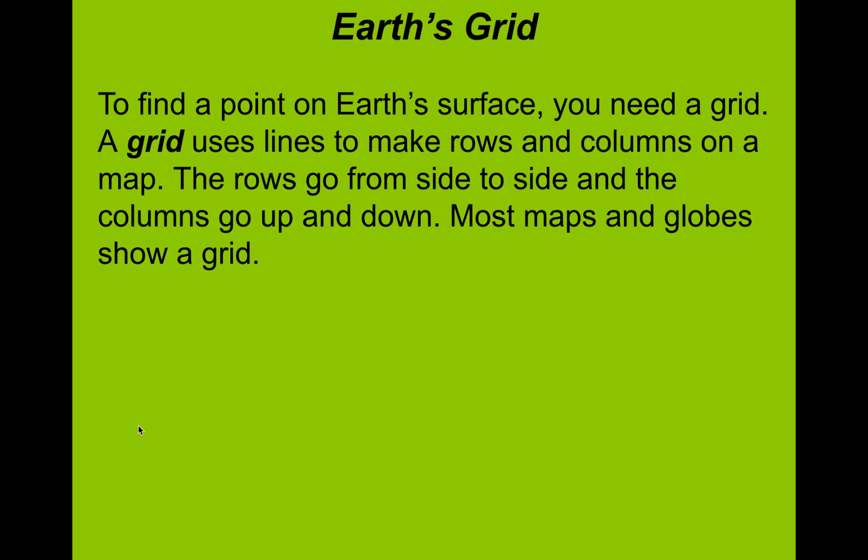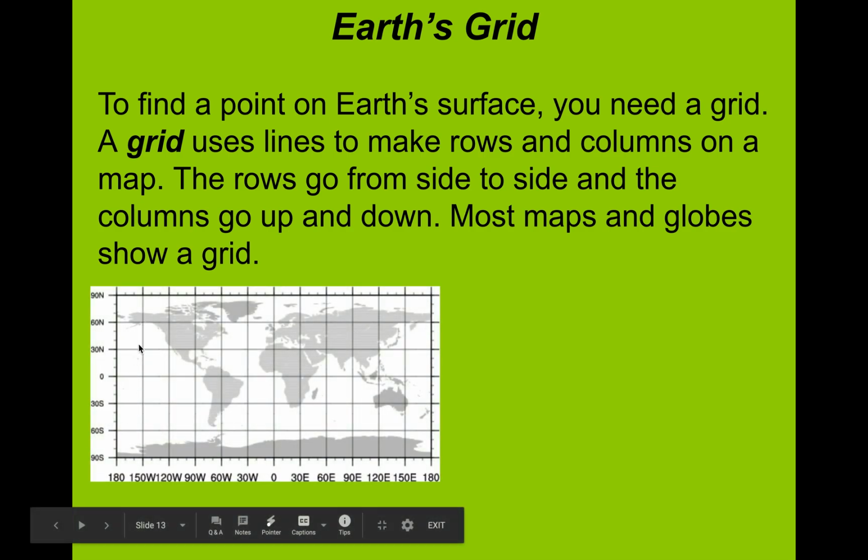So to find a point on Earth's surface, you need a grid. A grid uses lines to make rows and columns on the map. The rows go from side to side, and the columns go up and down. Most maps and globes show a grid. So here you see this grid with lines and then columns.